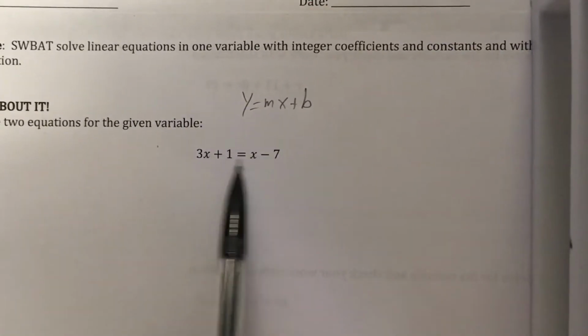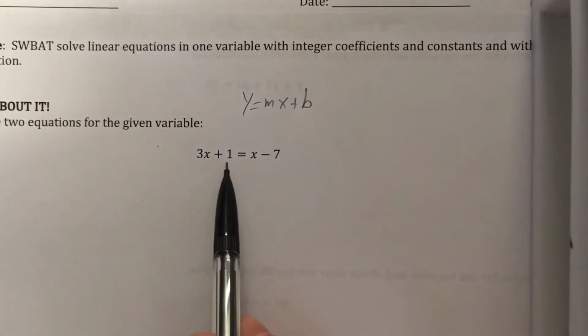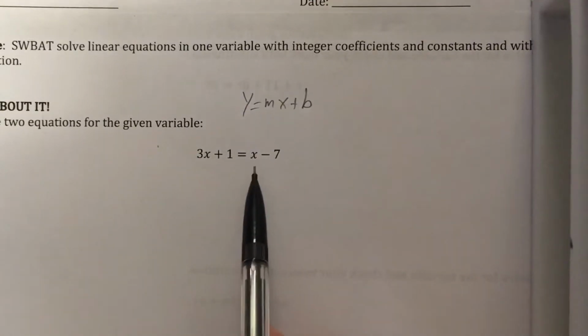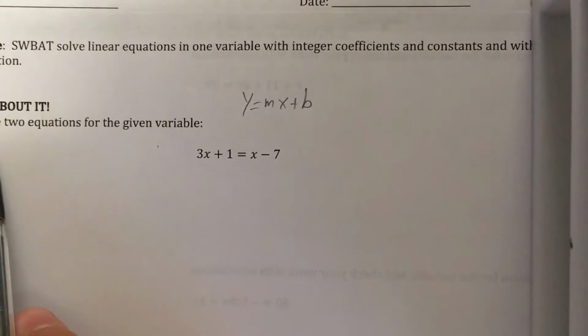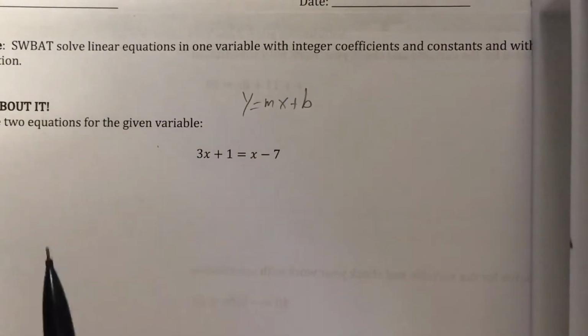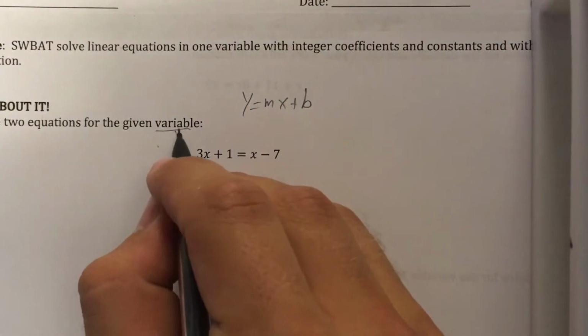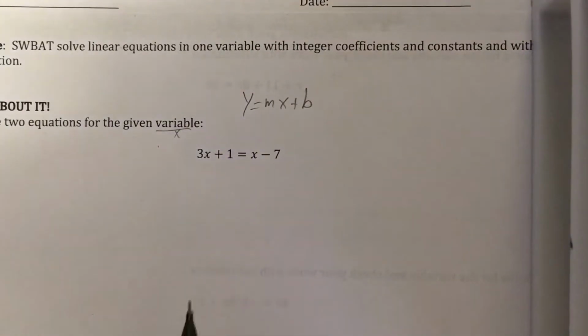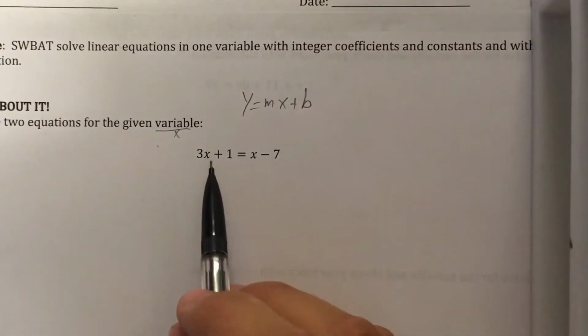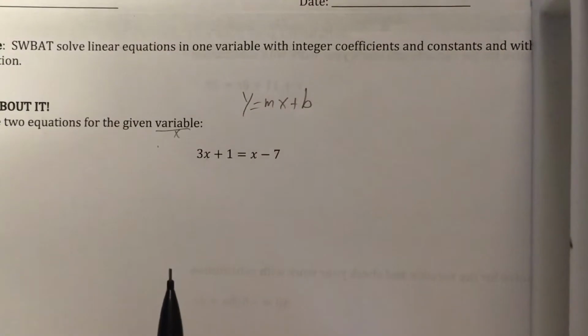So if we look at this equation here, we have 3x plus 1 equals x minus 7. And the directions say solve the two equations for the given variable. The variable is our letter, so in this case it is x. This means that I want to get x by itself on one side and only a number on the other.